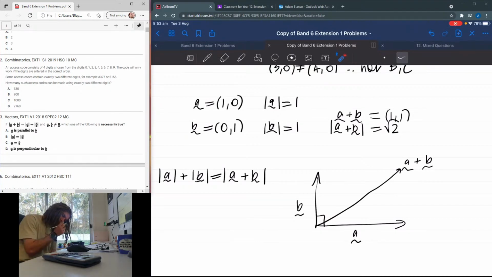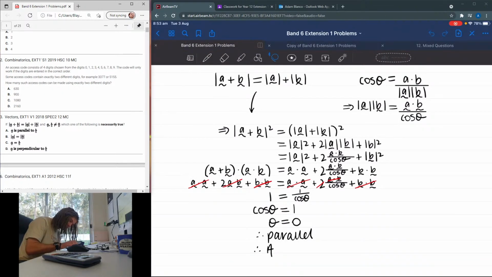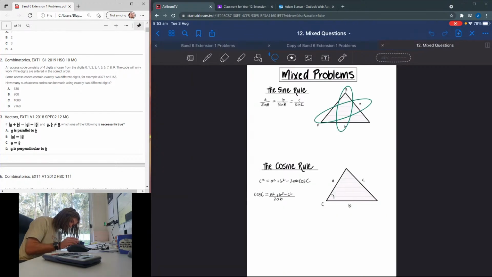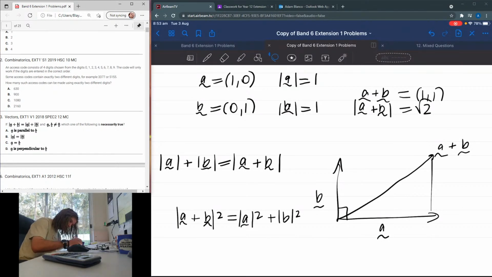Oh, yeah. What's this saying? This is |A plus B| squared equals |A| squared plus |B| squared. Oh, that's this. That's where I was going with this. No, it wasn't. What happens when we expand this? I'm really curious now. What's that going to look like?